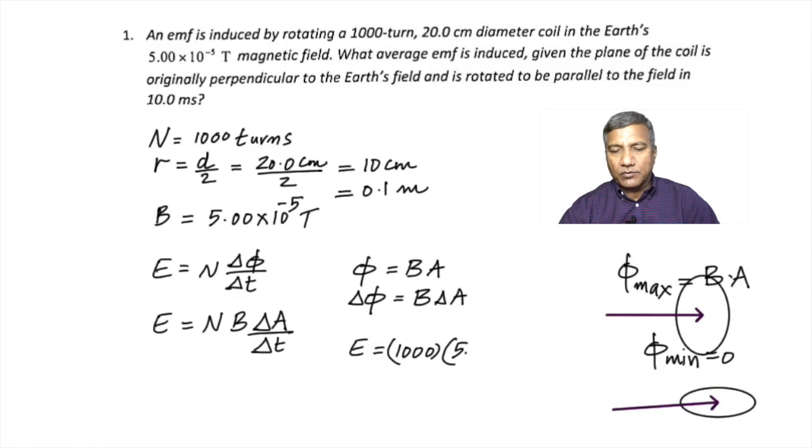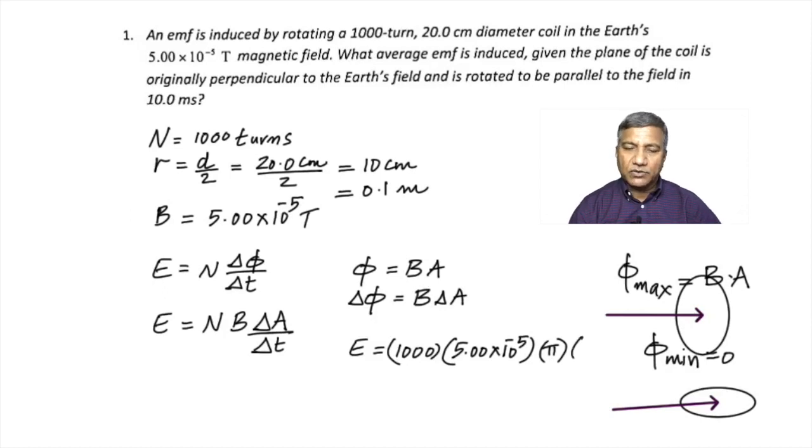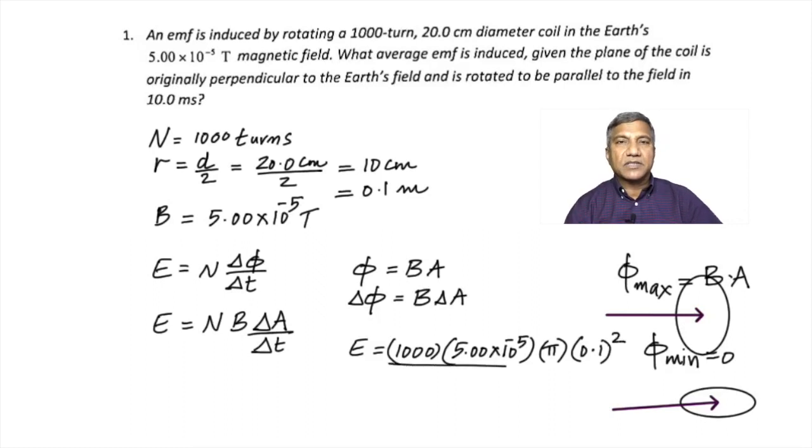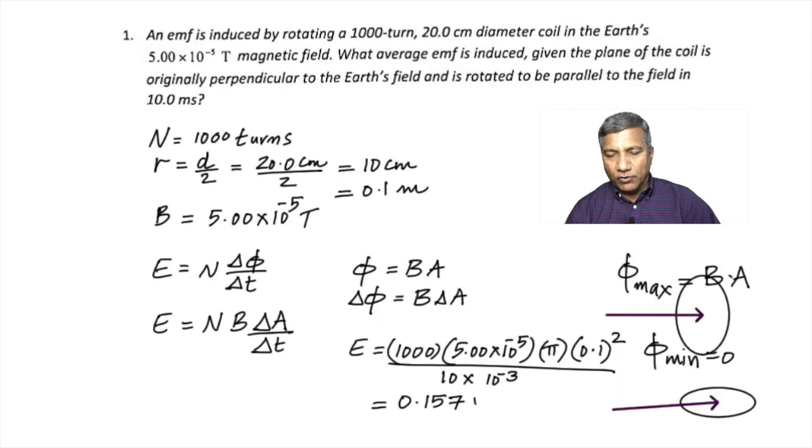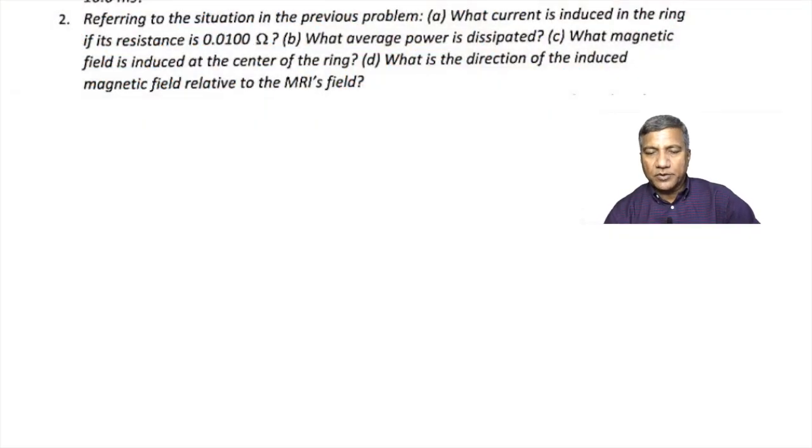So when we consider that, we know that the number of turns is 1000. The Earth's magnetic field is 5 times 10 to the negative 5. And then area is pi r squared. So pi times the radius, which is 0.1 squared, divided by the time. All this happens in 10 milliseconds. And 10 milliseconds is 10 times 10 to the negative 3. So when we account for all that and calculate, we get 0.157 volt. 0.157 volt.